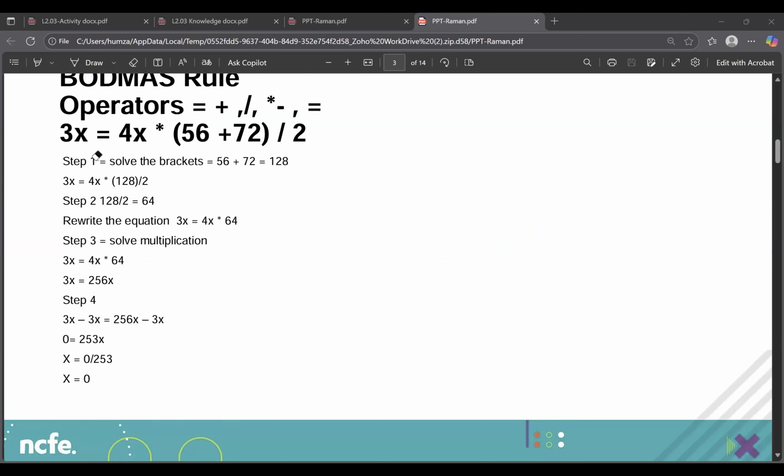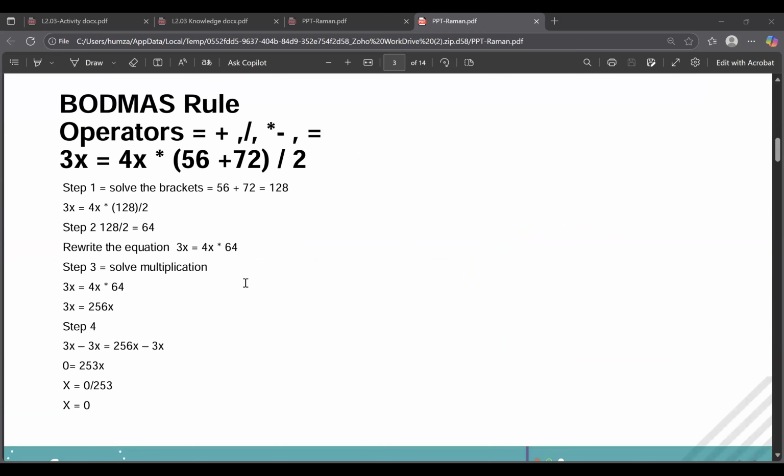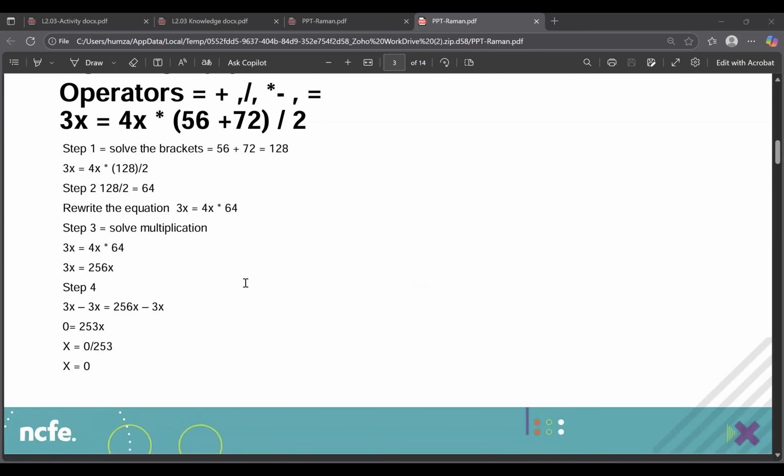As I just mentioned before, the BIDMAS rule is brackets, indices, division, multiplication, addition, and subtraction. So here are the steps. We're going to look at these steps, and I want you to keep this in mind for when we do the knowledge check questions later on.